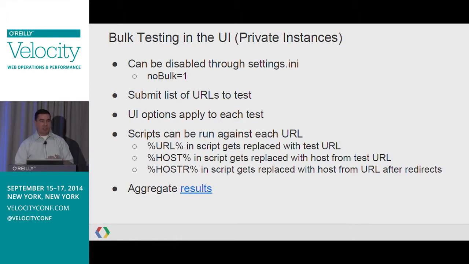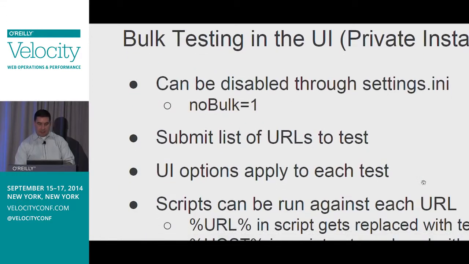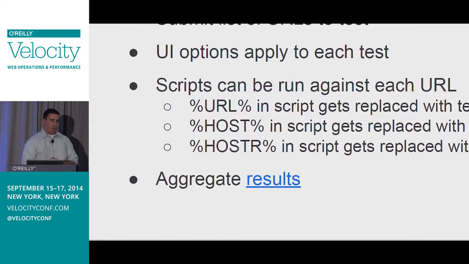The script supports some substitution parameters in them. They're all enclosed in percent signs. %URL% will, as it goes through the list of the bulk URLs, anywhere that URL shows up in the script, replace it with the actual URL in the bulk test. Same thing for %HOST%. It'll just take the host name out of the URL. And %HOSTR% is a special case where it'll look up the host name, follow any redirects, and use that final redirected host name in the script instead.